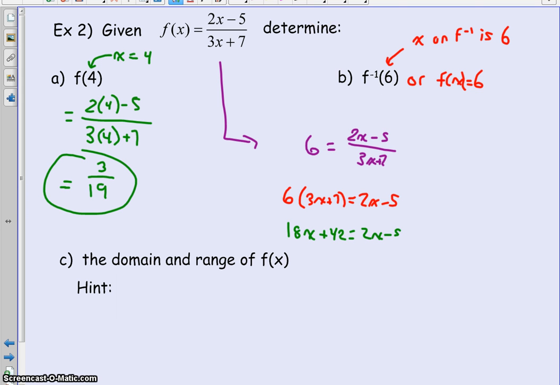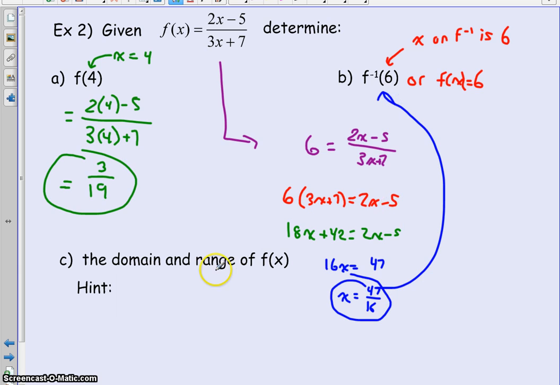Okay, and then it's just a matter of collecting your like terms. So you end up with, bring the 2x over, 16x over here, and 47 on the right-hand side of the equation. So x is equal to 47 over 16. Okay, so that's the solution to f inverse of 6.